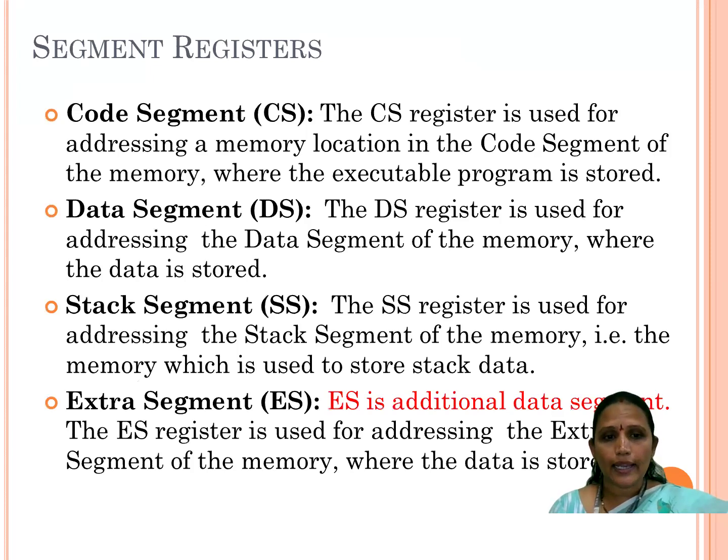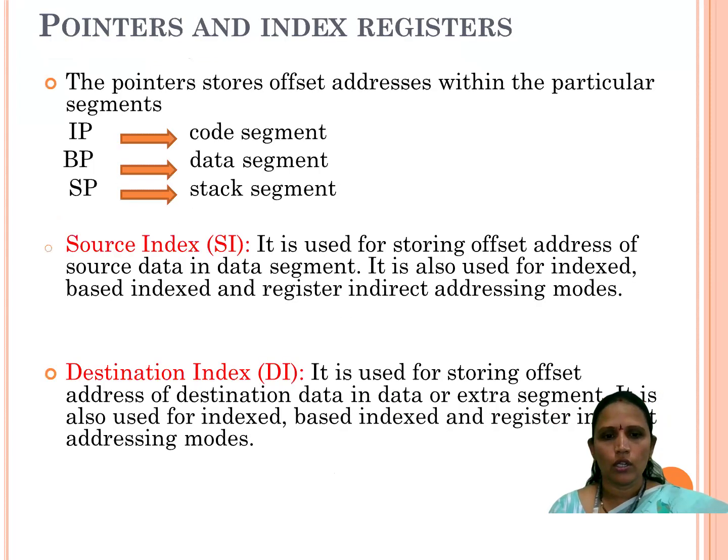And the next is the stack segment. The stack segment register is used for addressing the stack segment of the memory, which is used to store the stack type of data. And the extra segment is the additional data segment. This is also used for addressing the extra segment of the memory, where the particular data is stored. So all these types of registers can be used to hold data, either in the form of code type, data or stack type, as well as the extra type of data. Like that, it is going to store.